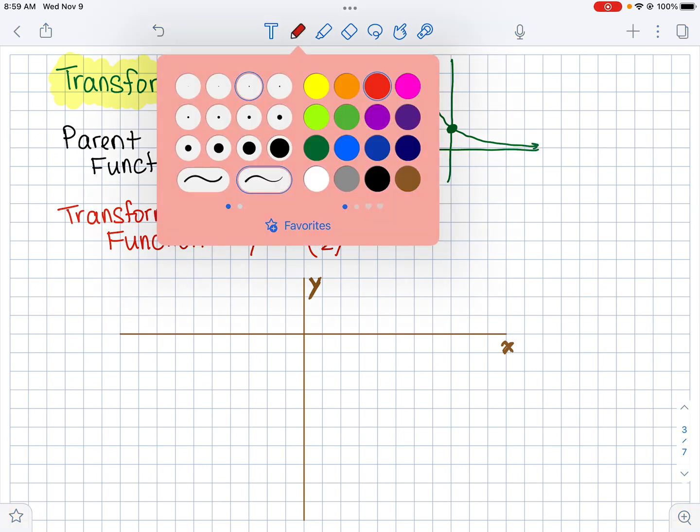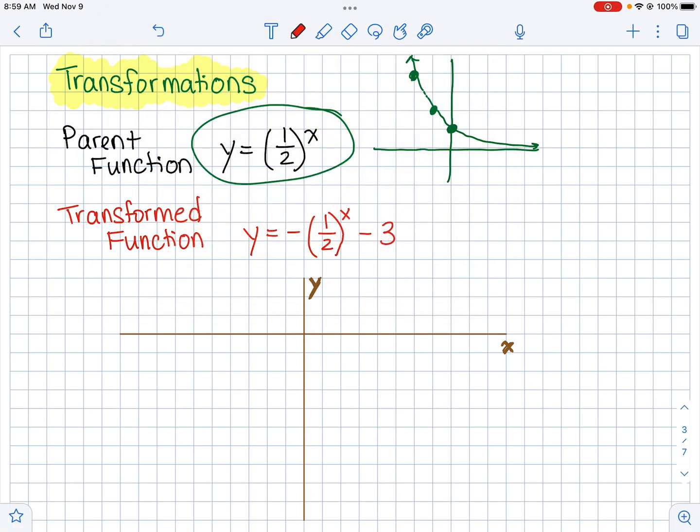Now, if we want to graph our transformed function, let's point out what's happening. So this negative in front of the half is telling us that we're going to have a reflection over the x-axis. So now this entire graph is actually going to look more like this. That's what a reflection over the x-axis does. Just flips it right over the x-axis. So I know that the point that was once here is now going to go down here. So our graph's going to look like that. That's one thing that's going to happen.